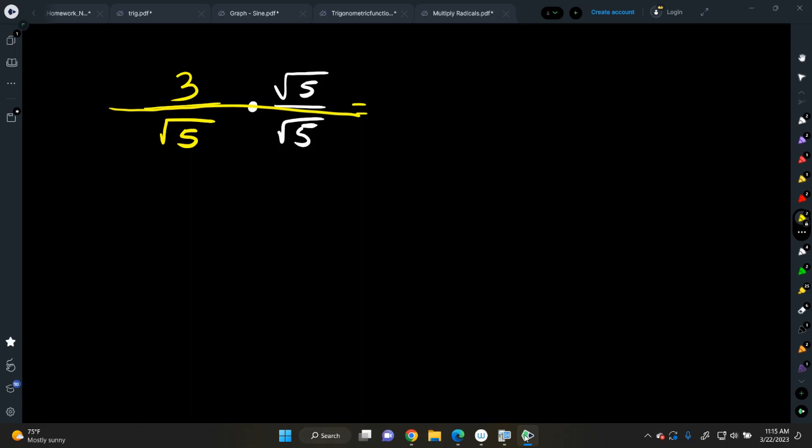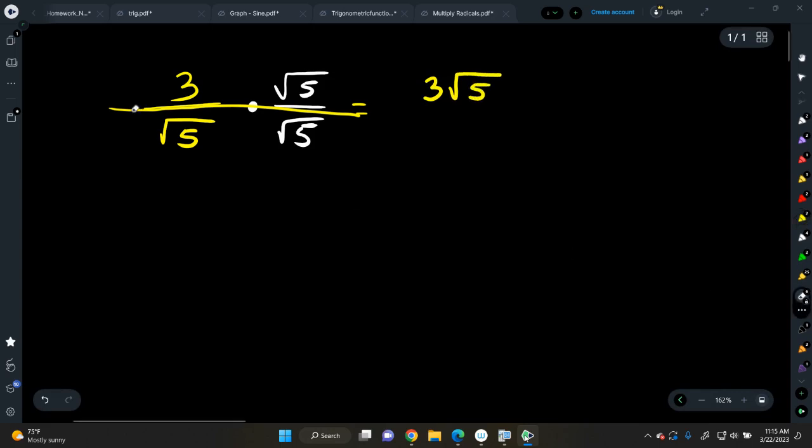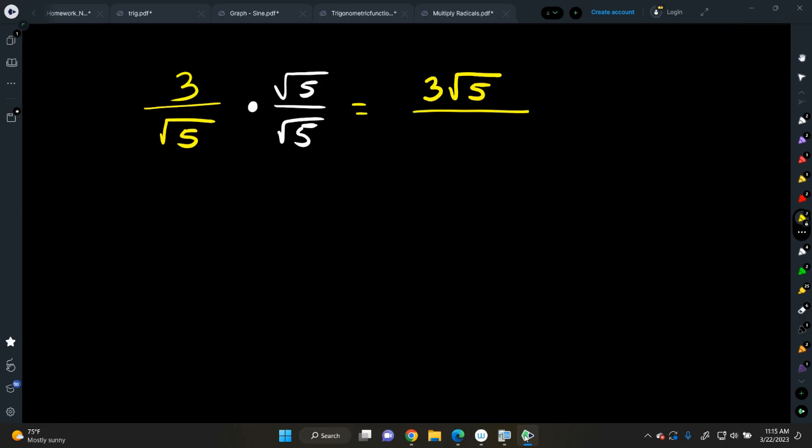Okay. Chelsea, can you help us? It's 3 radical 5. That's all. It's just 3 radical 5. Okay, how about on the bottom? I'm doing the square root of 5 times the square root of 5. Mark, what's that going to give us? 5, thank you.